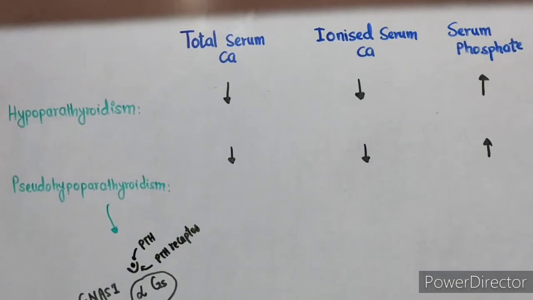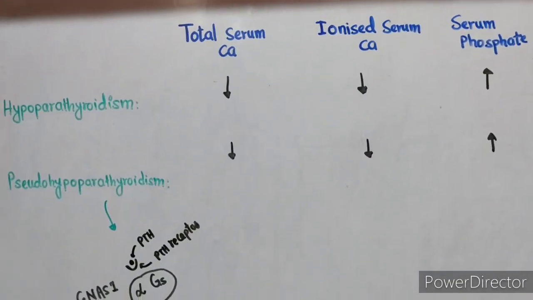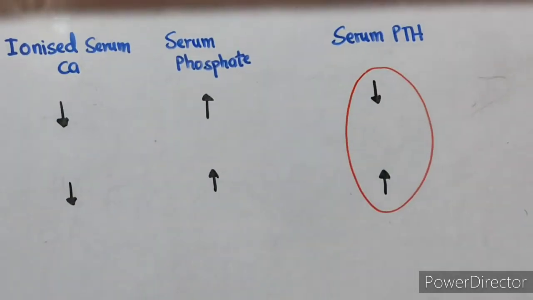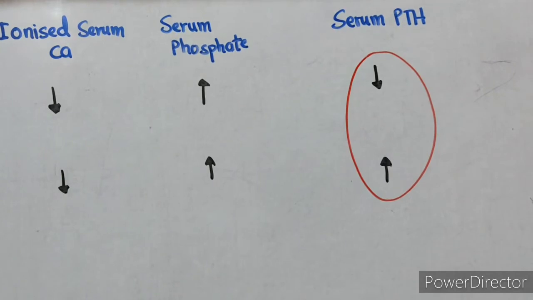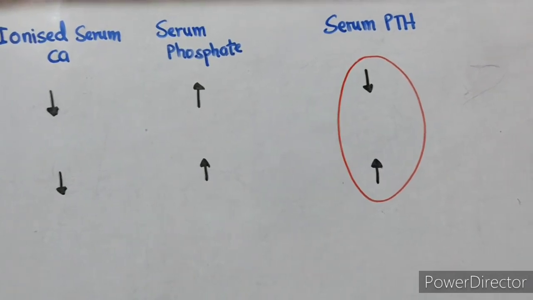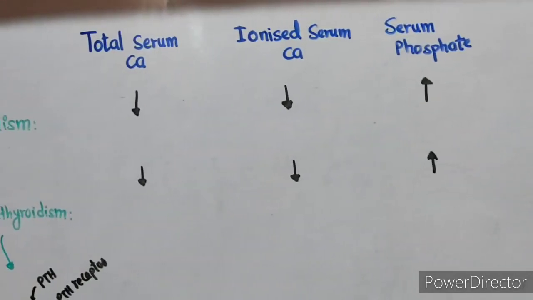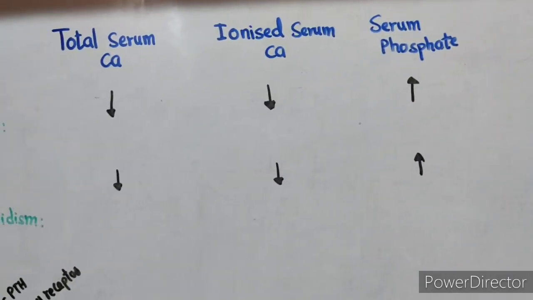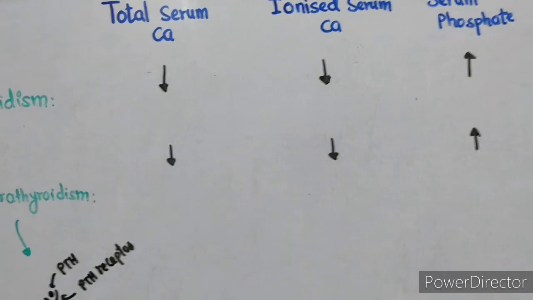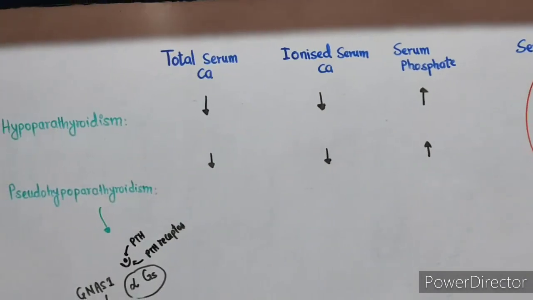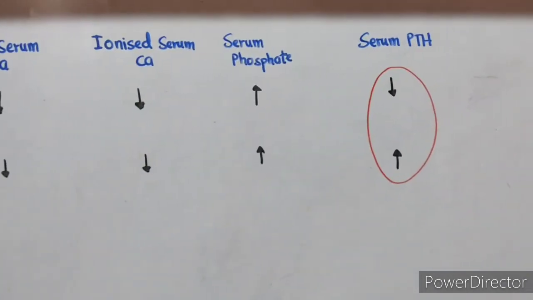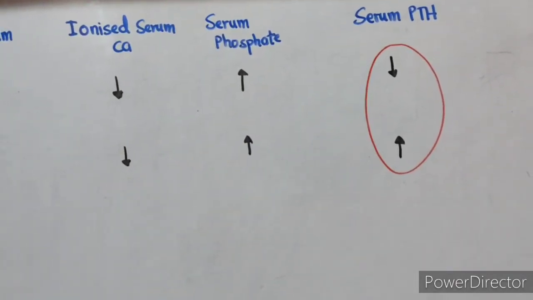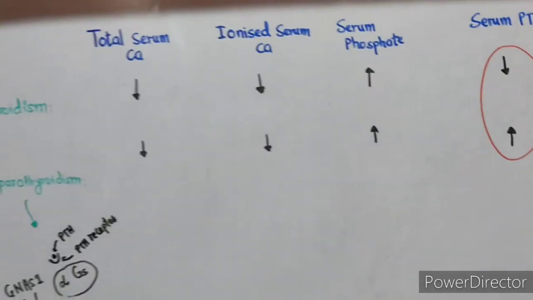In pseudohypoparathyroidism, because of parathyroid hormone resistance, there is elevated parathyroid hormone, but it cannot activate the receptor to cause its functions, to cause its actions. That's why the parameters, total serum calcium, ionized serum calcium, serum phosphate, will be similar to hypoparathyroidism. The difference between these two causes is just in serum parathyroid hormone, which is decreased in hypoparathyroidism and increased in pseudohypoparathyroidism.